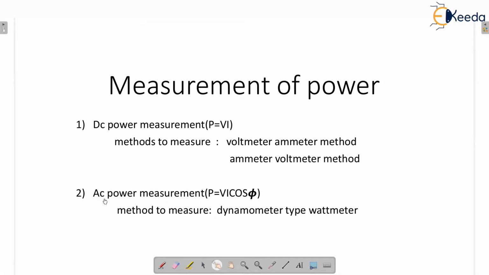Second, AC power measurement, P equal to VI cos phi. See, in AC power measurement, the concept of power factor comes. Method to measure: dynamometer type wattmeter. So let's see first DC power measurement.